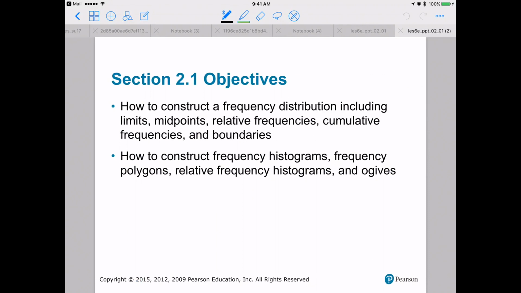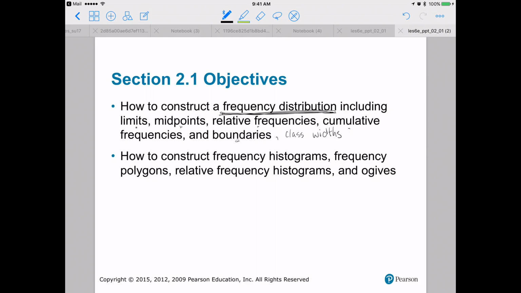Get started. We've got our list of objectives. We're going to learn how to construct a frequency distribution. Part of constructing a frequency distribution is knowing the definition of all of these things. So limits, you need your limits, your upper limit, your lower limit of your class, class midpoints, relative frequencies, cumulative frequencies, and boundaries. You're also going to find out about class width. So that's another thing to put on here. Class width.